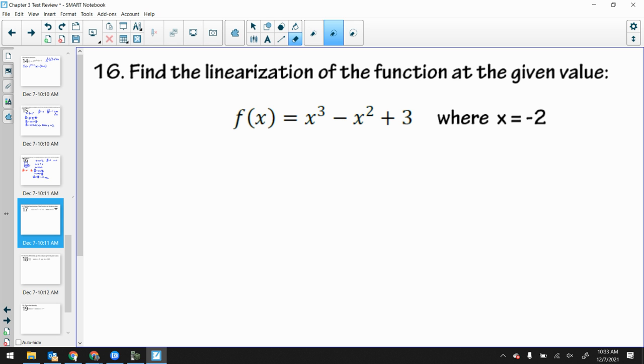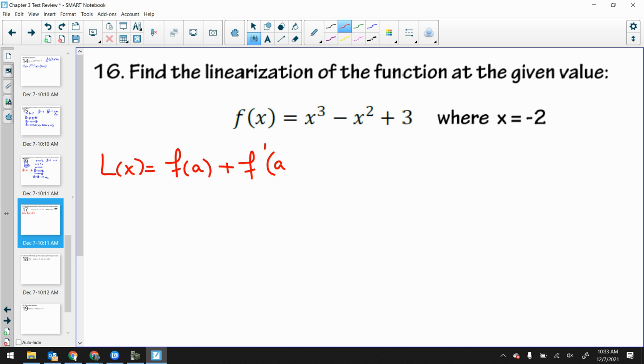Find the linearization of the function at the given value. Remember, the linearization equation, L of x is equal to f of a plus f prime of a times x minus a. But remember that it's really just the equation of the tangent line. If you forget that formula, you just have to remember that linearization means the equation of the tangent line at that point. If you don't remember the formula, just find the equation of the tangent line.